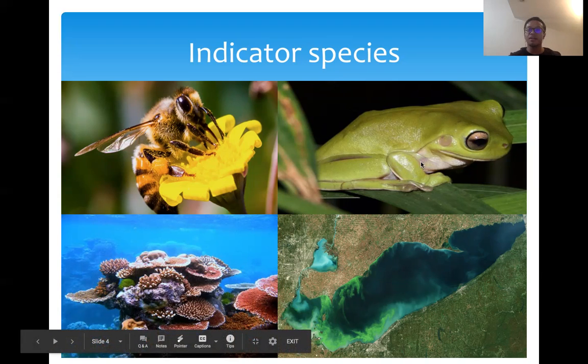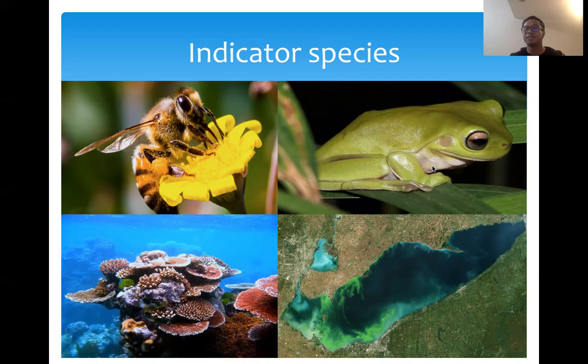And here, frogs are also used as indicator species because of their semi-permeable skin. They are very, very reactive to external pollutants in both air and water because their life cycle stages span both terrestrial and aquatic stages.